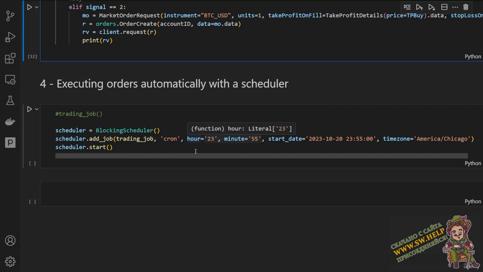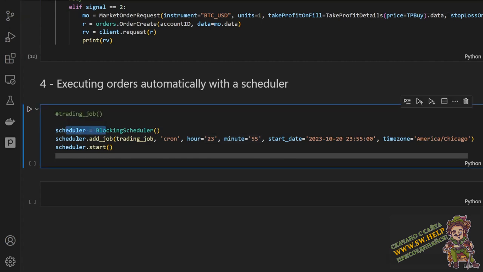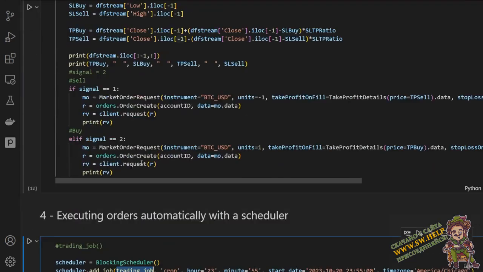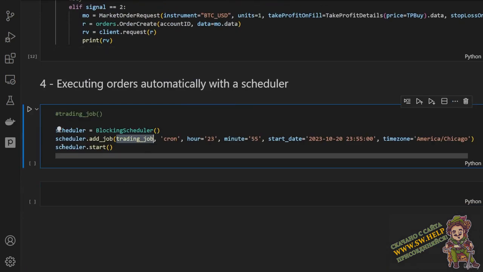Of course, you have to translate this logic to any time frame you are trading. And that's it. We just have to define the scheduler, add the job, the function trading job, which is this big function here calling all the other functions, testing the signals and opening trades on the market, and scheduler.start, and you just leave this cell running. As long as your PC is on and this cell is running, you are on the market, you're trading live, your bot is working.